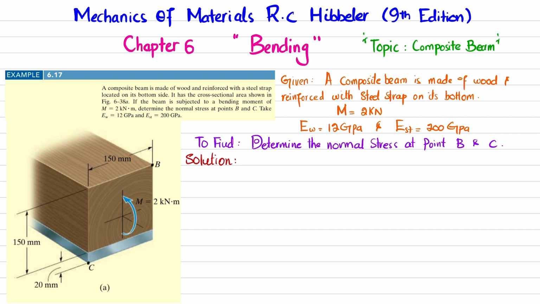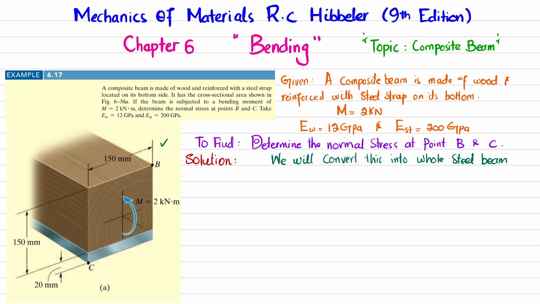As this is a composite beam, it is very difficult to find the neutral axis for this beam. For that, we will convert this composite beam into a beam that is made up either completely of steel or of wood. So what we will do is convert this beam into a whole steel beam. You can also convert it into totally wood.